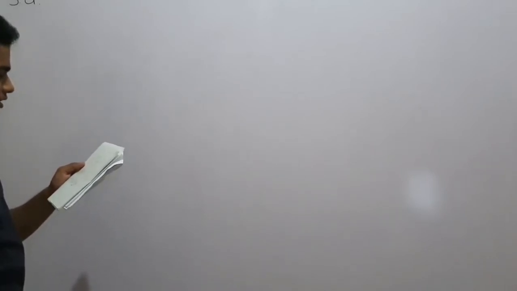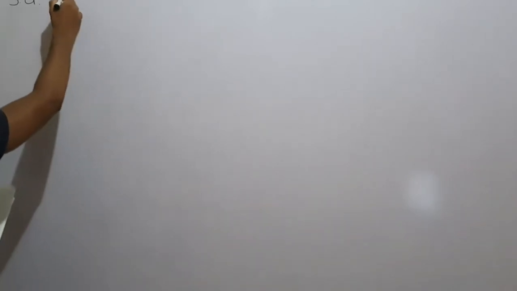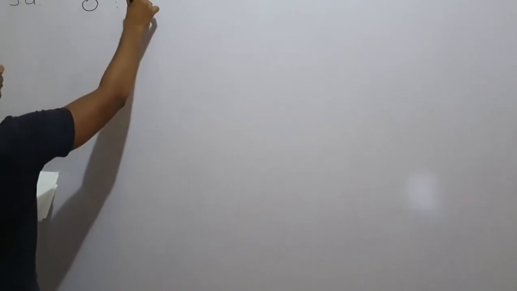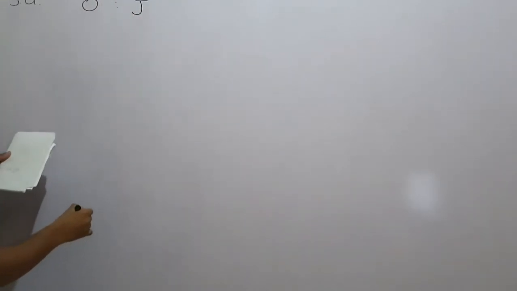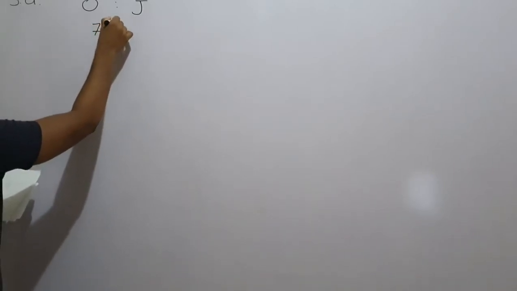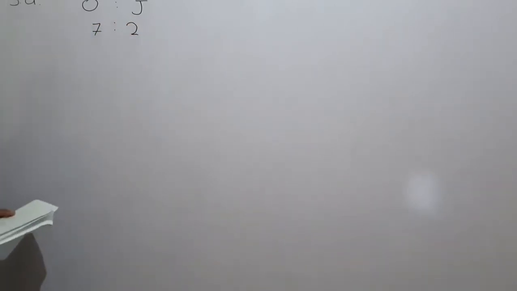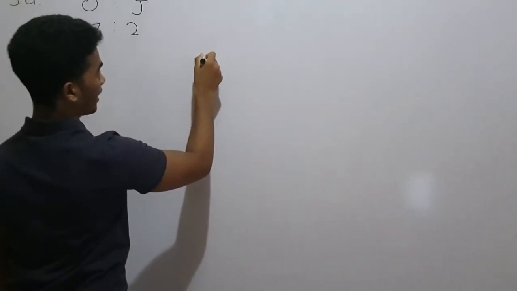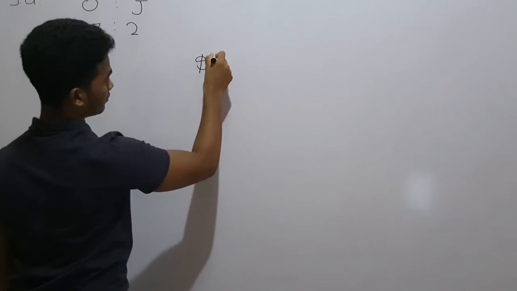So the fifth question, part A. Uma and Jamil share $540 in the ratio 7:2. So Uma and Jamil, the ratio is 7:2 and they share $540. So the amount being shared is $540.